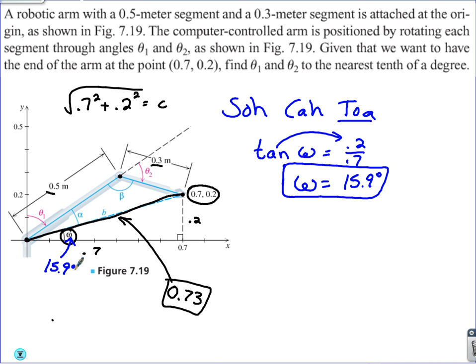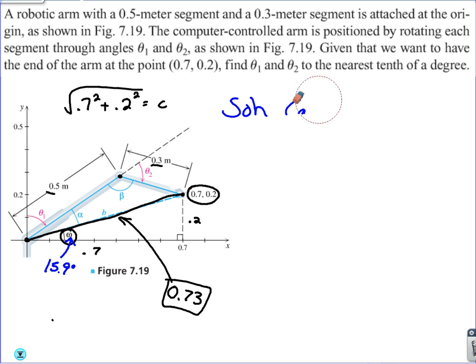Now let's use our law of sines, cosines, and all that, and find some of this other stuff. Given that the side lengths are 0.5, 0.3, and 0.73, we could find beta. We'll do it first. Your formula is, if you want to look back, instead of a squared equals b squared plus c squared, b squared equals a squared plus c squared minus 2ac times the cosine of b. That's one of your other law of cosines formulas.